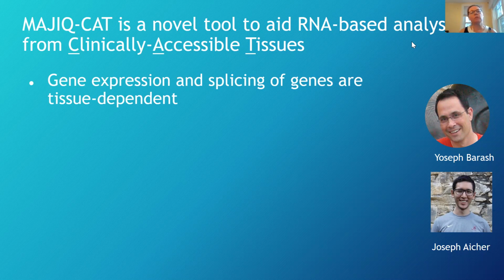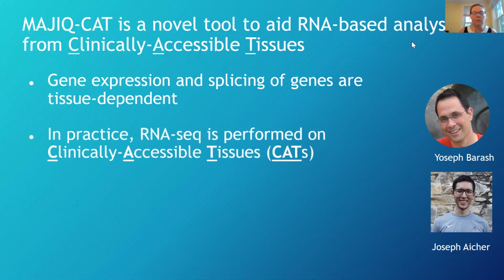And people have published on gene expression. How do we look at what genes are expressed in the brain that are expressed in other tissues? But really, no one had done this in a comprehensive way to also look at the splicing, which is also tissue dependent. Because in practice, RNA-seq is only going to be performed on these clinically accessible tissues, which we termed CATs.